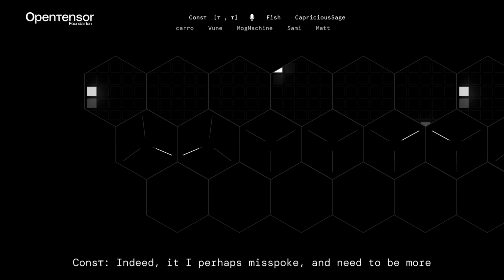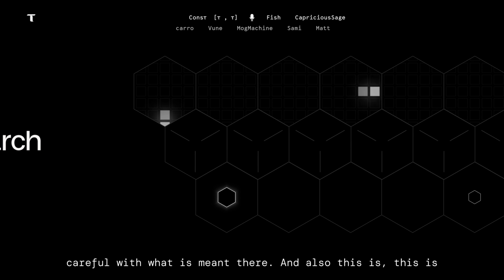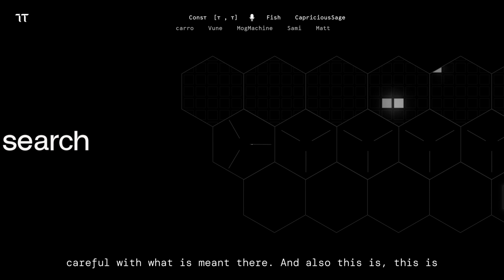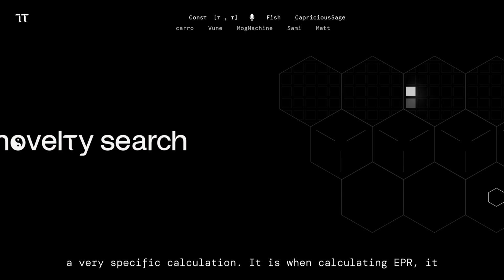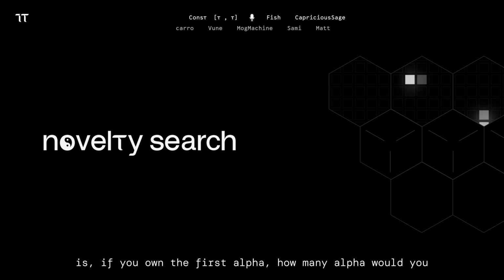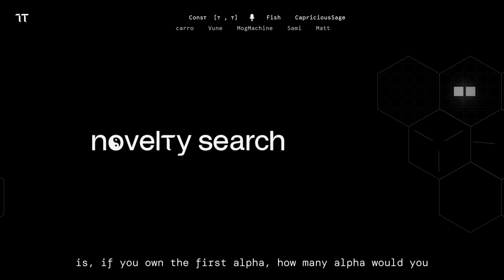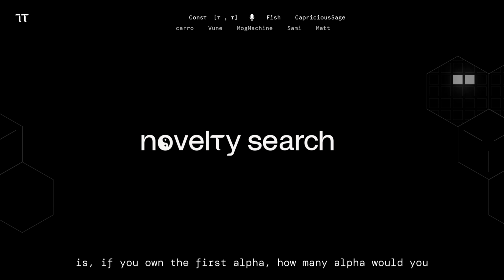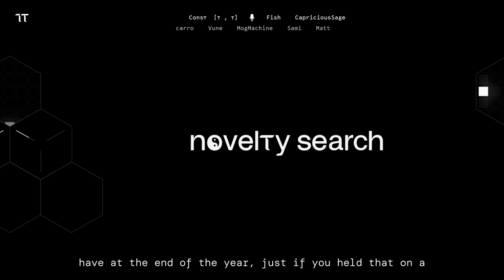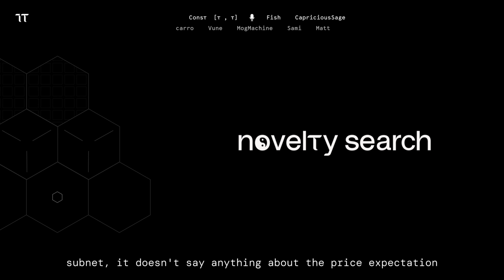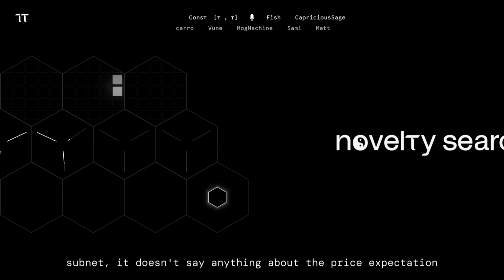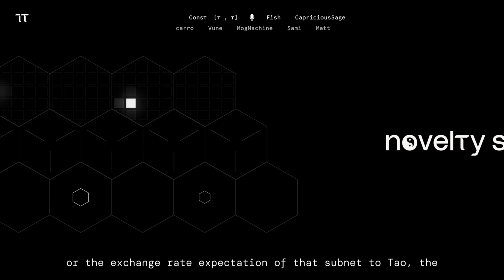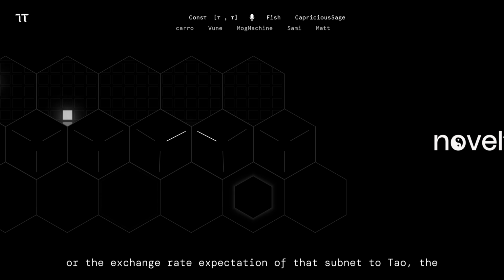Indeed. I perhaps misspoke and need to be more careful with what is meant there. And also, this is a very specific calculation. When calculating APR, it is: if you own the first alpha, how many alpha would you have at the end of the year? Just if you held that on a subnet, it doesn't say anything about the price expectation or the exchange rate expectation of that subnet to tau.